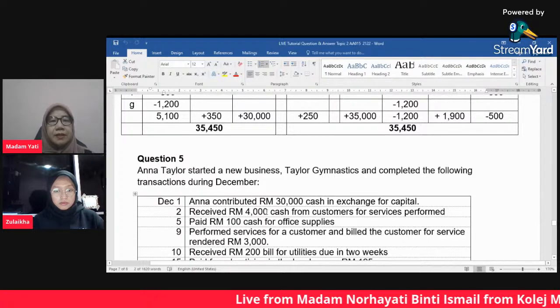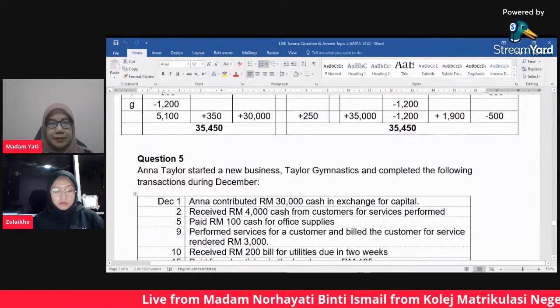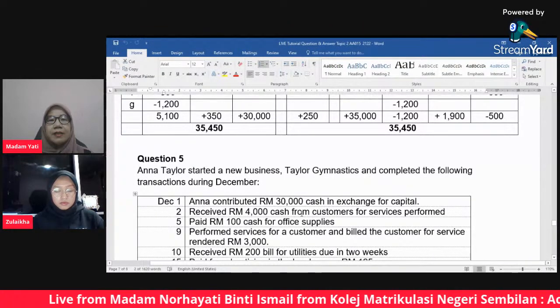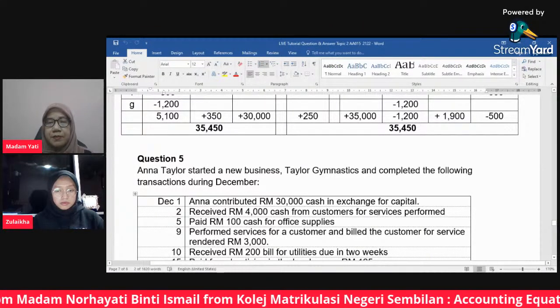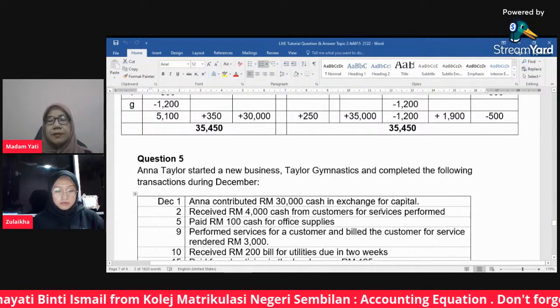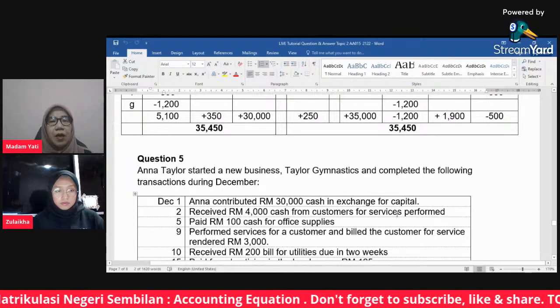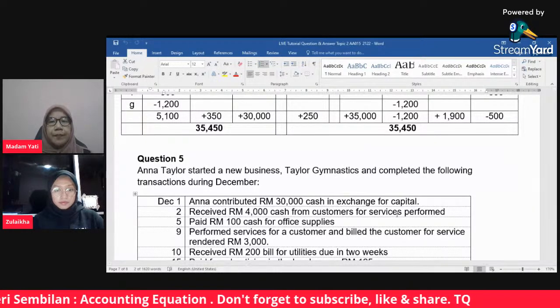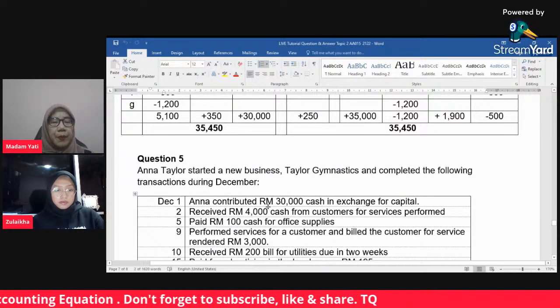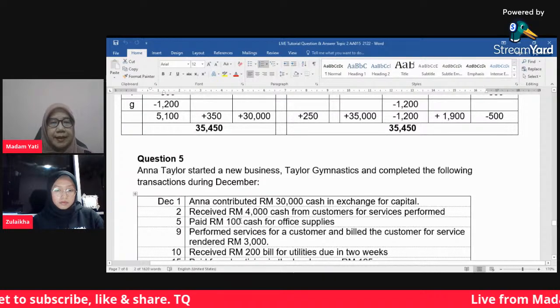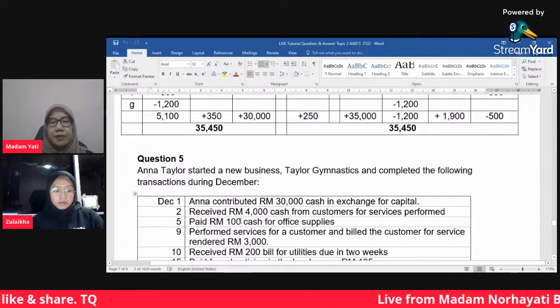Okay, we can see we receive cash. So cash increases, and at the same time it is from customer for service performed. So services is revenue. So revenue will increase in owner's equity. The third one, 5th of December, paid RM100 cash for office supplies.